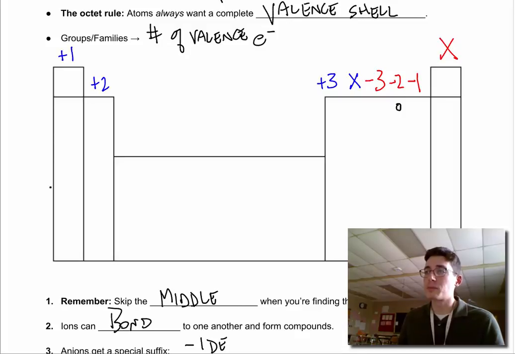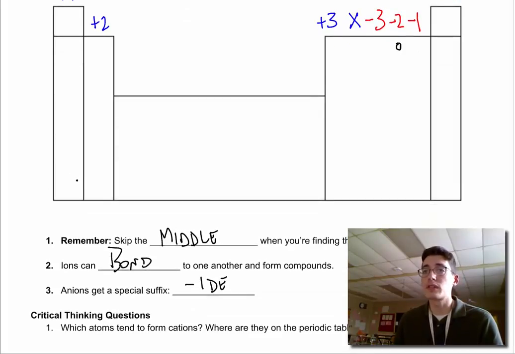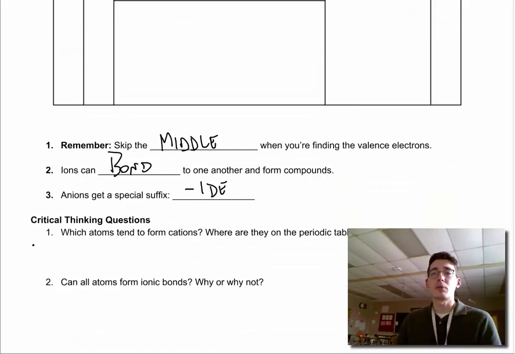There are some critical thinking questions on the bottom, as always, so make sure you take a look at those. They will help you think through these processes and the big ideas. In class, we're going to form ions. We're going to talk about what makes an ion and what doesn't.